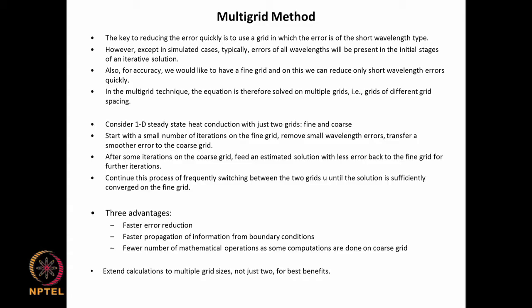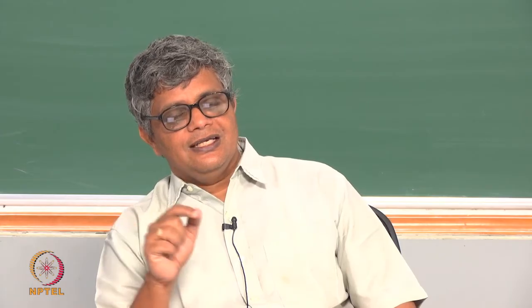Faster propagation of information from the boundary condition. When we look at a typical elliptic equation, the interior points need to know what the boundary condition is. So, that information propagates one step, one delta x at a time. So, if you have small delta x, then it takes a large number of steps before the interior point gets to know what the boundary point is. If you have a coarse grid, that boundary point information gets propagated into the interior faster, in a fewer number of iterations.